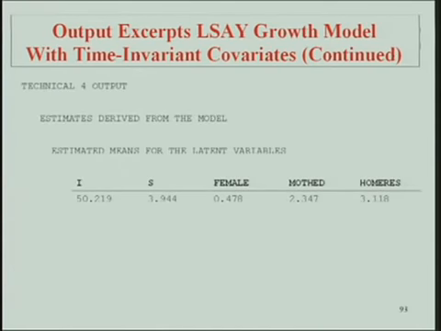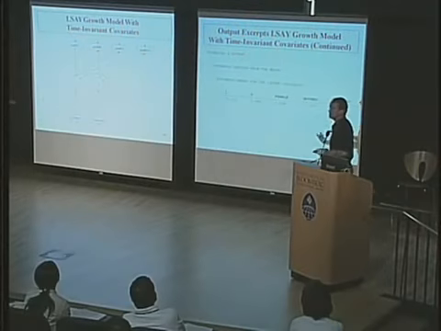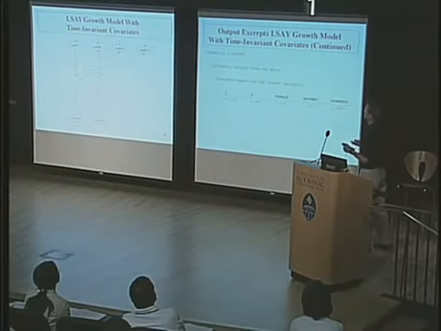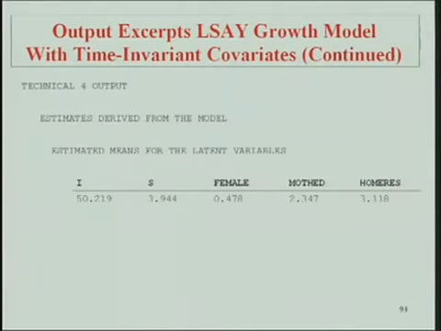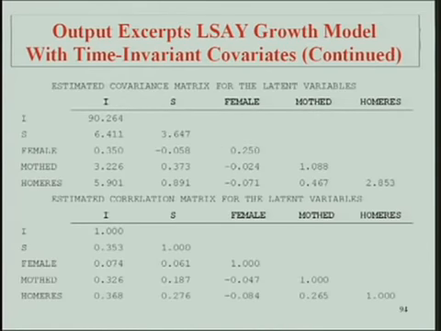The means, I said that when you have covariates, the model parameters are not the means of the growth factors, but the intercepts. Say that you're interested in the means, well then you ask for Tech 4. Tech 4 then computes the means for I and S. And I also get the covariate means. How are those means for I and S computed if you really want to know? Well, I'll get to that in a second.